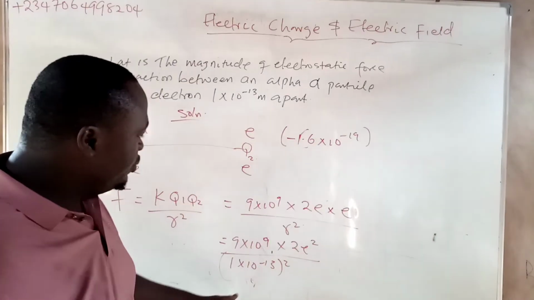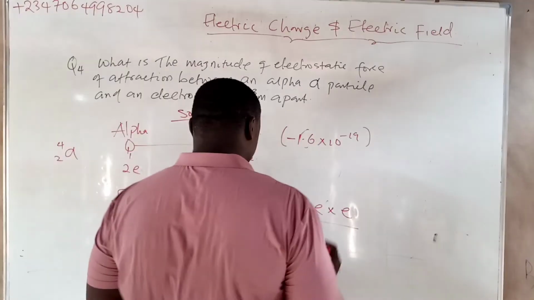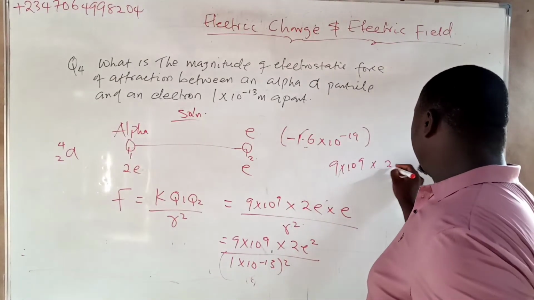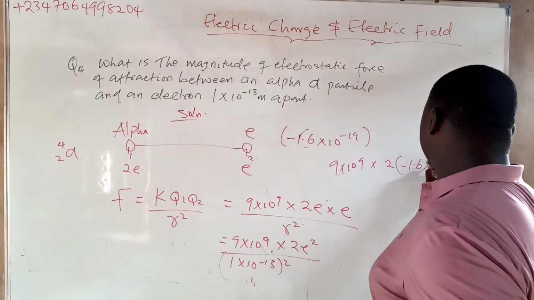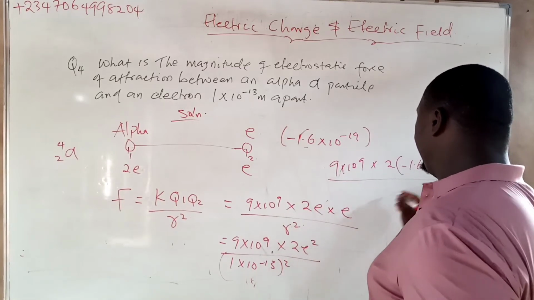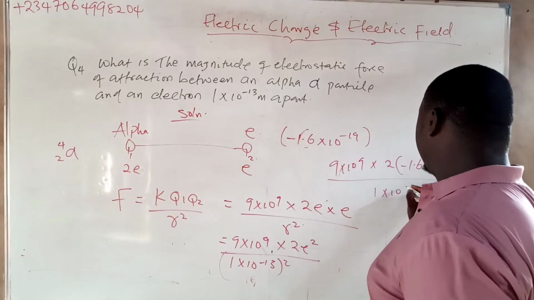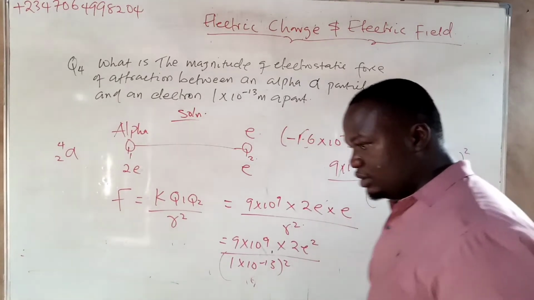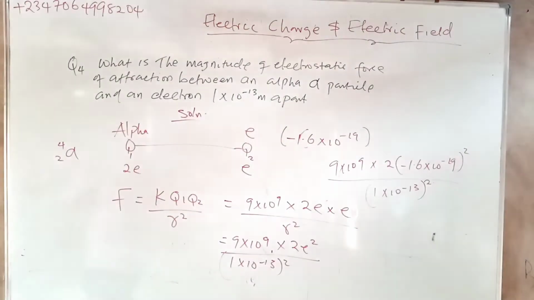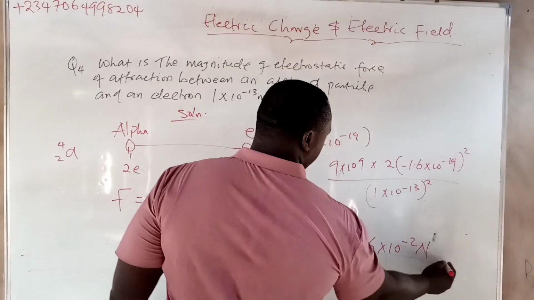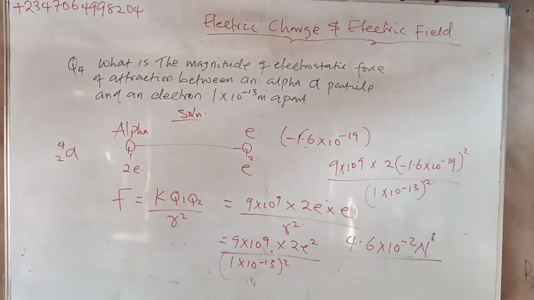Now all you need to do, if I insert this here, is 9 times 10 raised to the power of 9 times 2 times minus 1.6 times 10 raised to the power of minus 19 coulombs, all over 1 times 10 raised to the power of minus 13, all in square. So right now all you need to do is get 0.6 times 10 raised to the power of minus 2, and the unit is newtons.